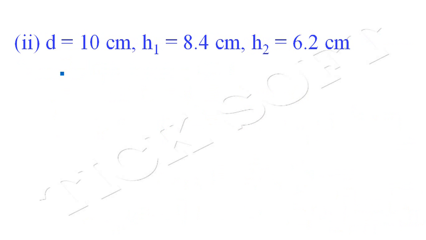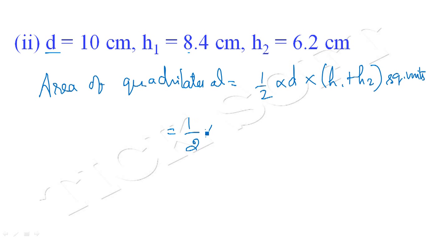And similar to the previous problem, we have two more problems. In that, the first one is here. Here the value of D is 10 centimeter, the value of H1 is 8.4 centimeter, and the value of H2 is 6.2 centimeter. As usual, first we have to write down the formula and then we have to substitute the values. First, we are going to write down the formula as the area of the quadrilateral is equal to half into D into H1 plus H2. So this is equal to half into the value of D is 10 and the value of H1 is 8.4 plus the value of H2 is 6.2.